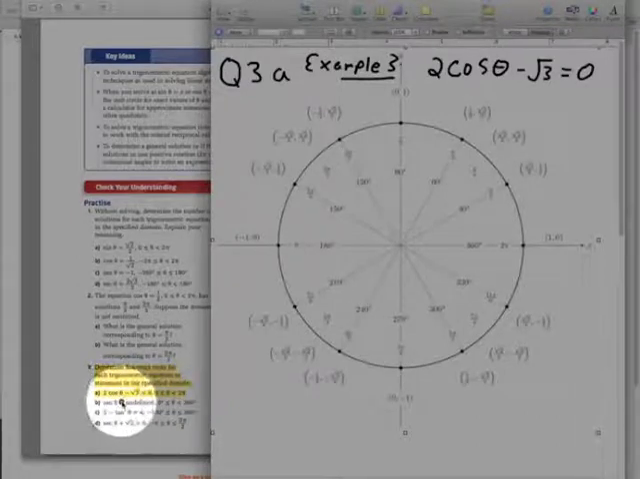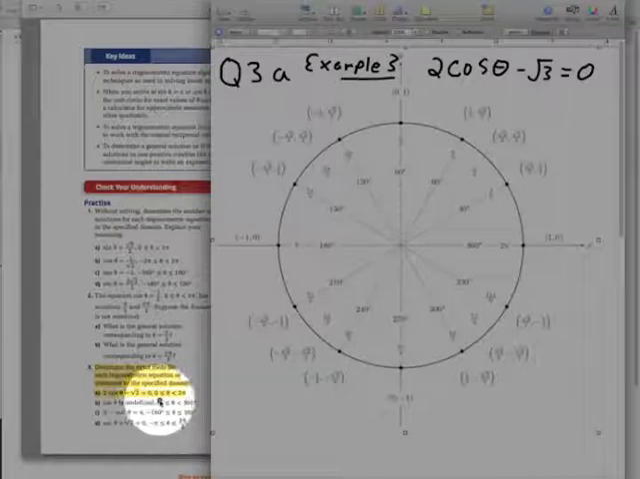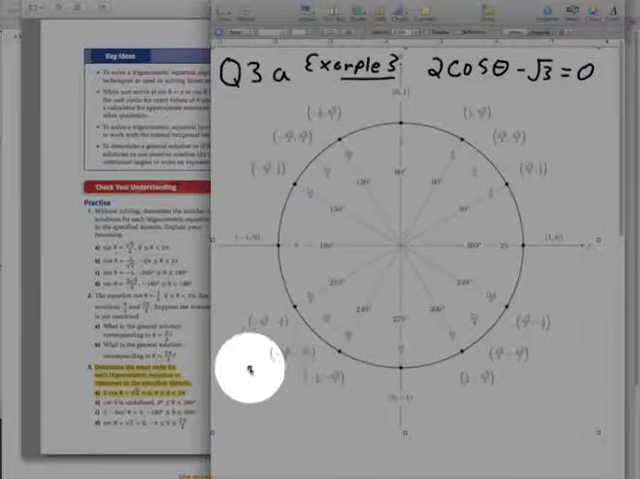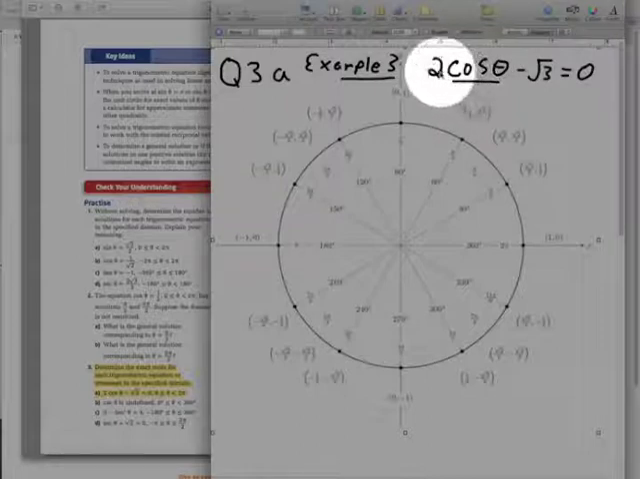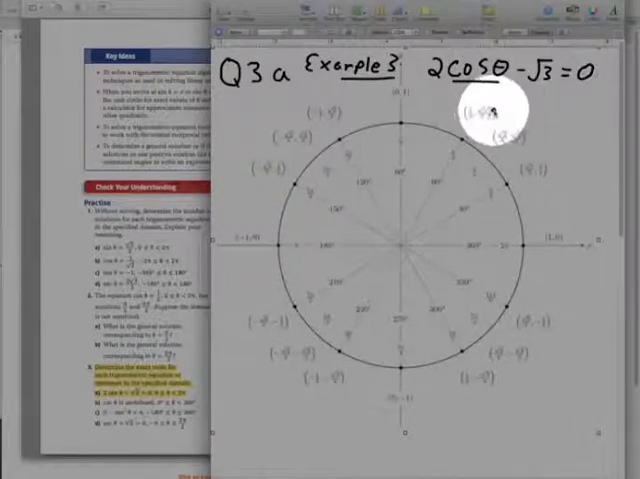Now I'm going to do 3a, which is 2 cos theta minus root 3 is equal to 0 on the domain theta greater than or equal to 0, but less than 2 pi. So let's see how this would work. Now, don't get worried by this cos theta part. Just pretend it's x for a moment if that helps. So it's the same as 2x minus root 3 equals 0, and you know how to solve these.